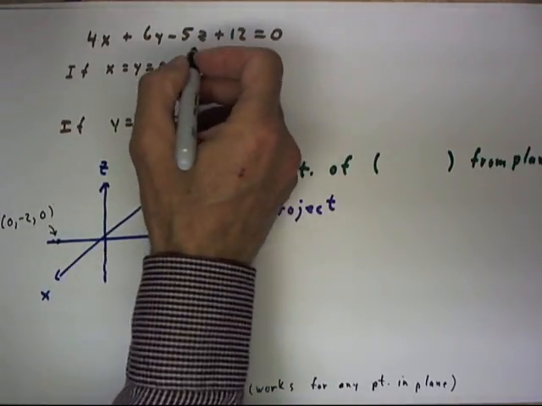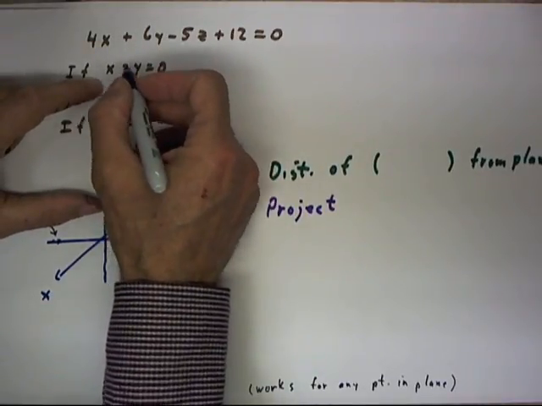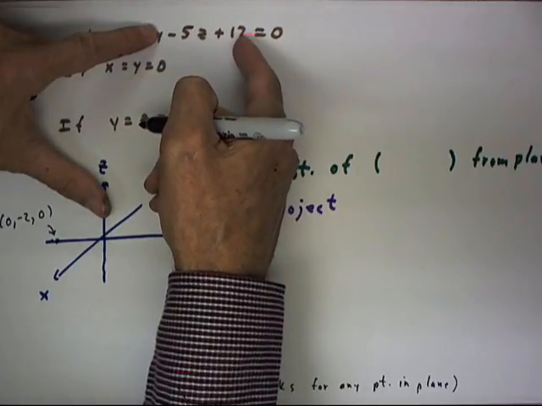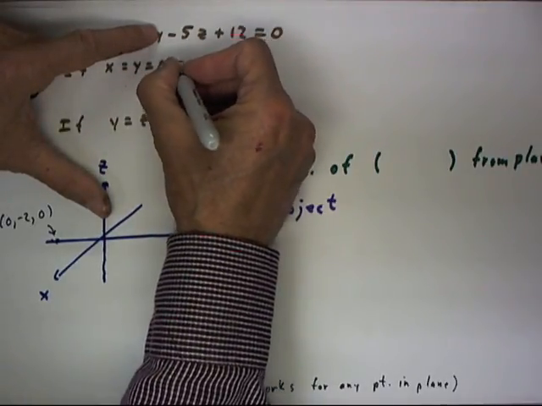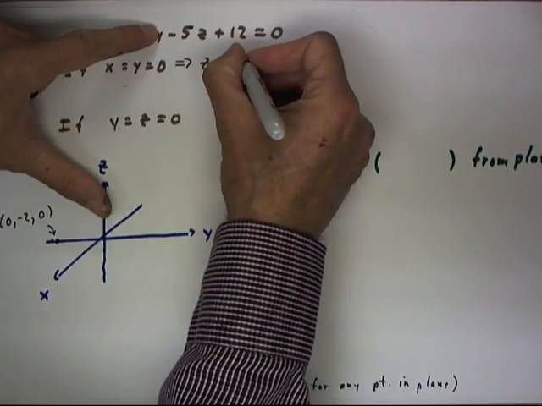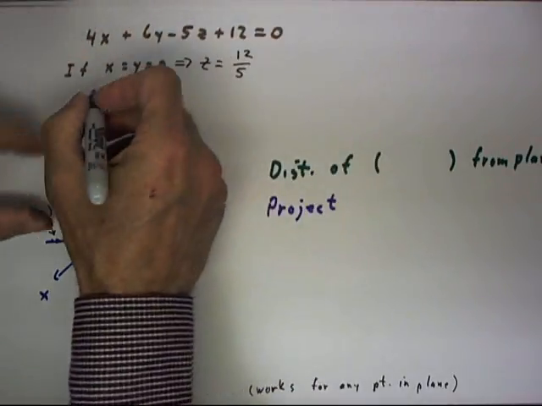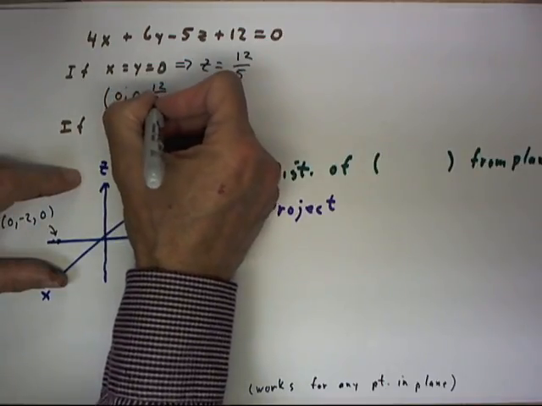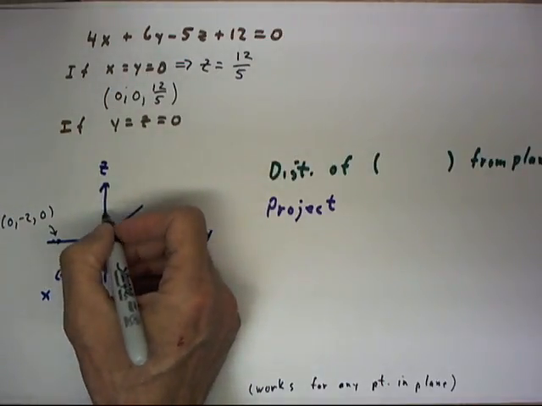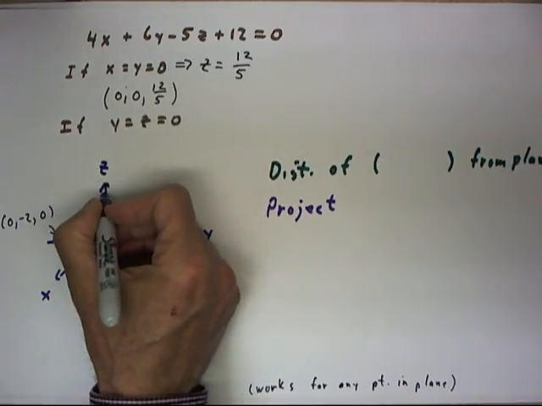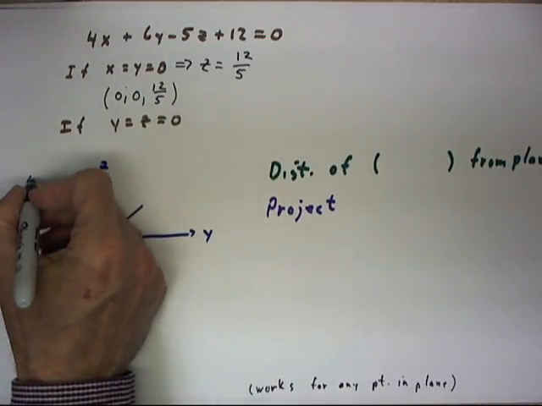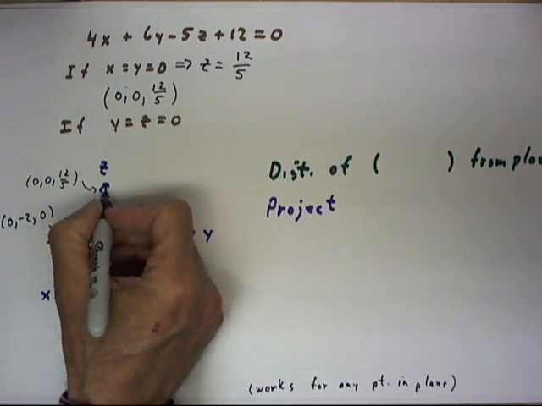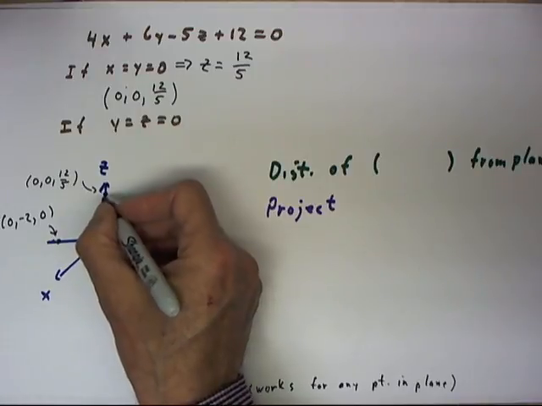Well, not going through the details of the equation, it should be clear that both x and y are 0, so we get negative 5z equals 12, so that z equals 12 fifths, and that gives us the point 0, 0, 12 fifths. Now 12 fifths is about 2 1/5. That will lie along the z-axis. And let's represent that point as being about here.